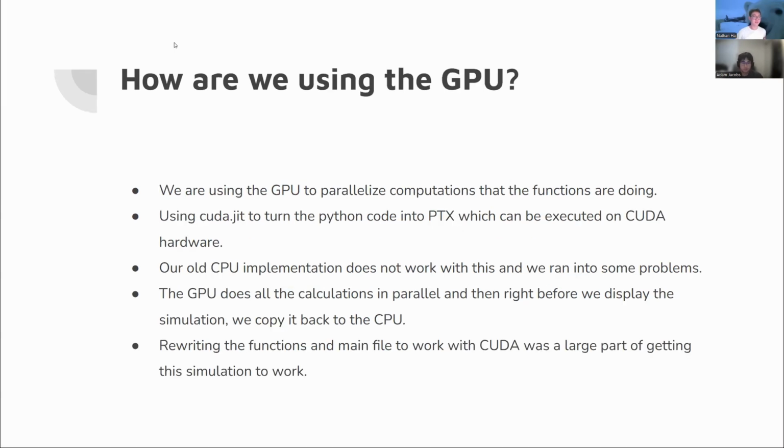So we're using the GPU to parallelize all the functions that were just mentioned. We're using CUDA.jit to turn the Python code that we wrote into PTX, which can be executed on the CUDA hardware. The CPU implementation that we just talked about did not work out of the box with CUDA.jit. So we had to rewrite a lot of stuff to use more CUDA-style code in order to have it actually run.